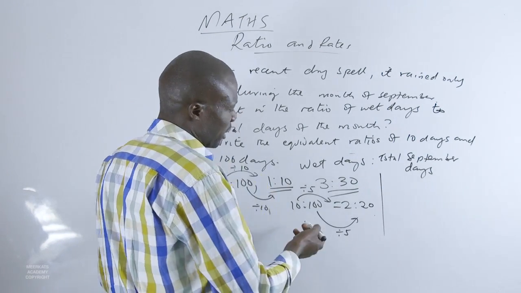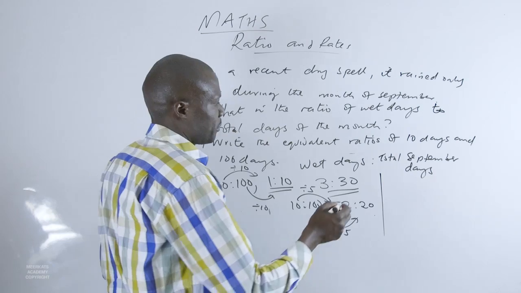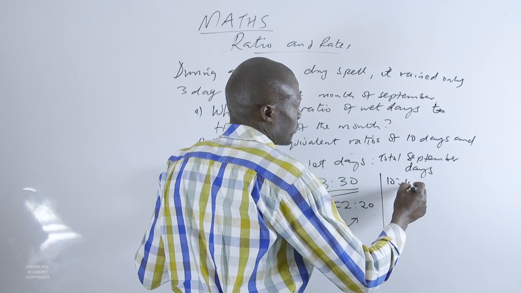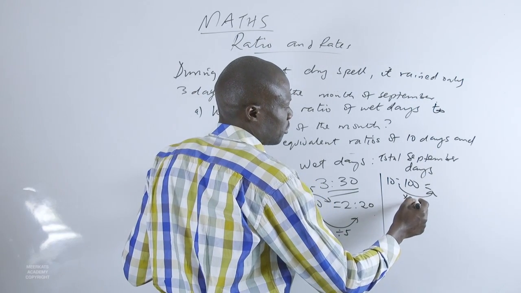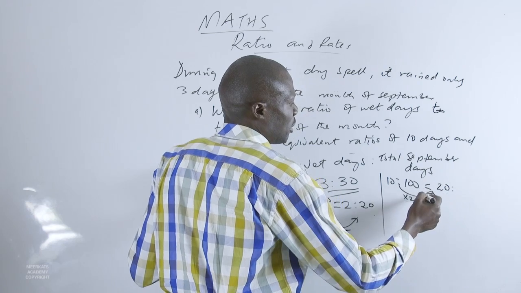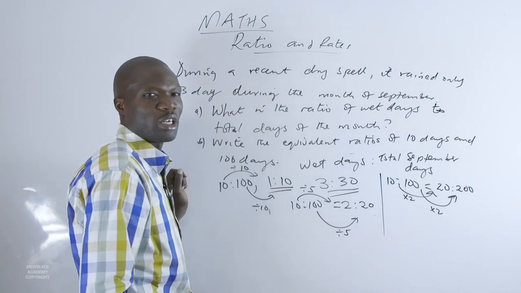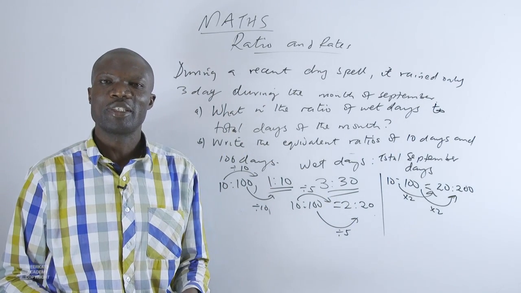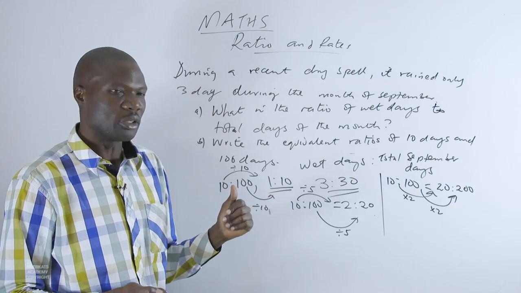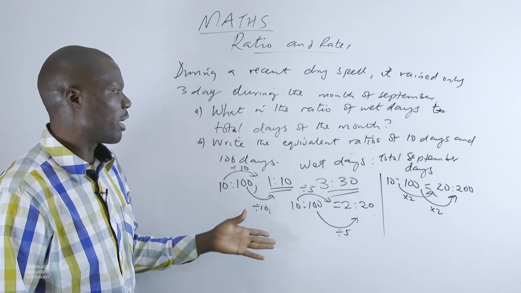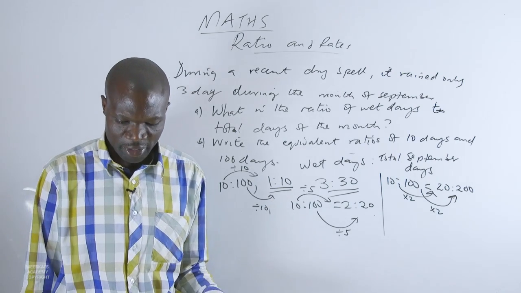We can also look at it further. We can choose to multiply by even 2. Ten by 2 is 20. 100 by 2 is 200. That one also is an equivalent ratio. So an equivalent ratio is found by either multiplying by the same number or simply dividing by the same number.